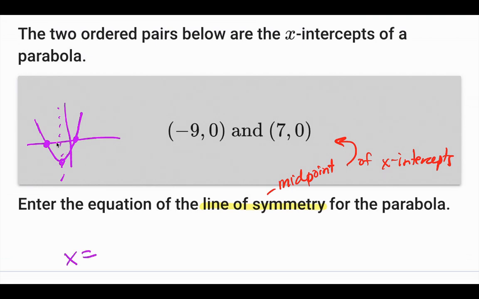So all we need to do is find the midpoint of this, and that is where the axis of symmetry is. When we find the midpoint, that also gives us the x coordinate of the vertex. So to find the midpoint, we just take the x values, -9 plus 7 divided by 2. Add, divide by 2. That gives us the midpoint. So that's -2 over 2, which equals -1. So x equals -1 is the line of symmetry.